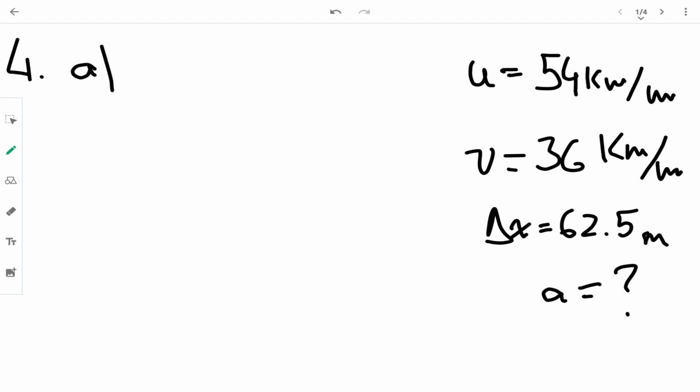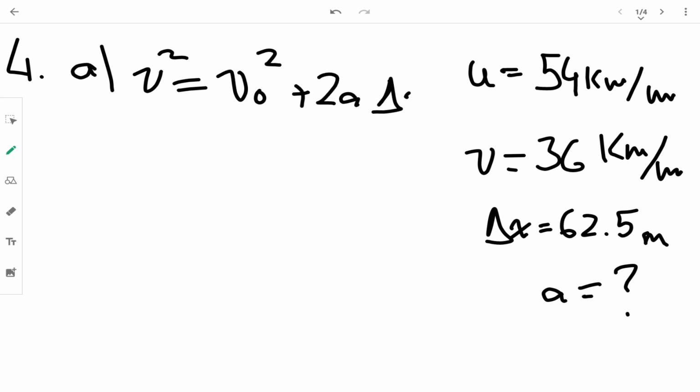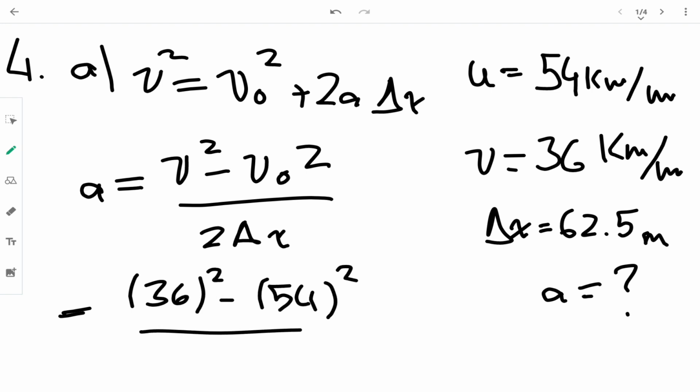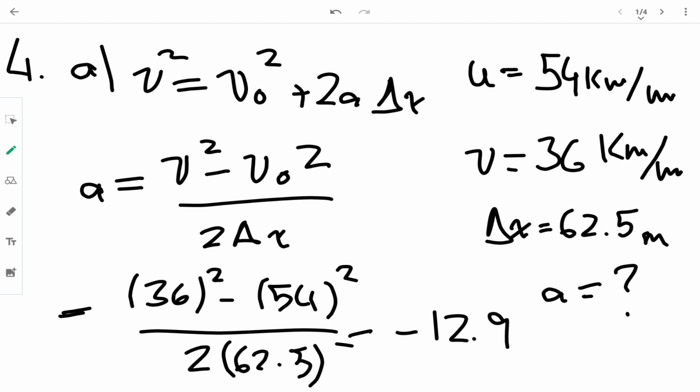So the formula is v squared equals v0 squared plus 2a delta x. Solving for a, you will get v squared minus v0 squared over 2 delta x. Substituting, you'll get 36 squared minus 54 squared over 2 times 62.5, and you will get minus 12.96 meters per second squared.